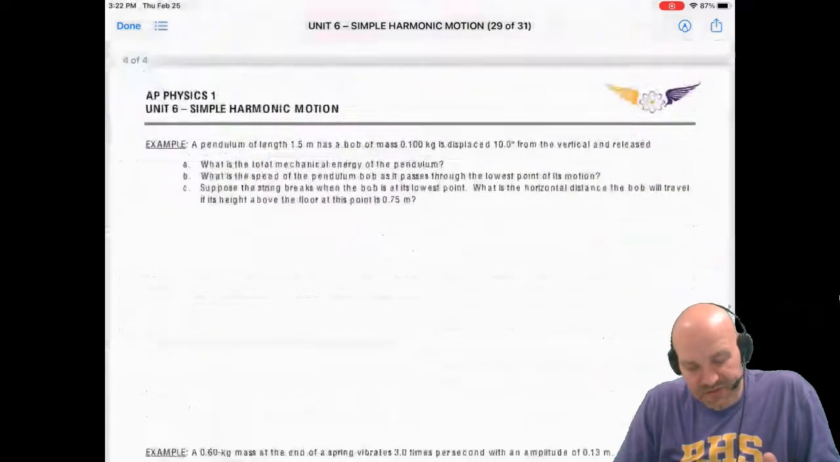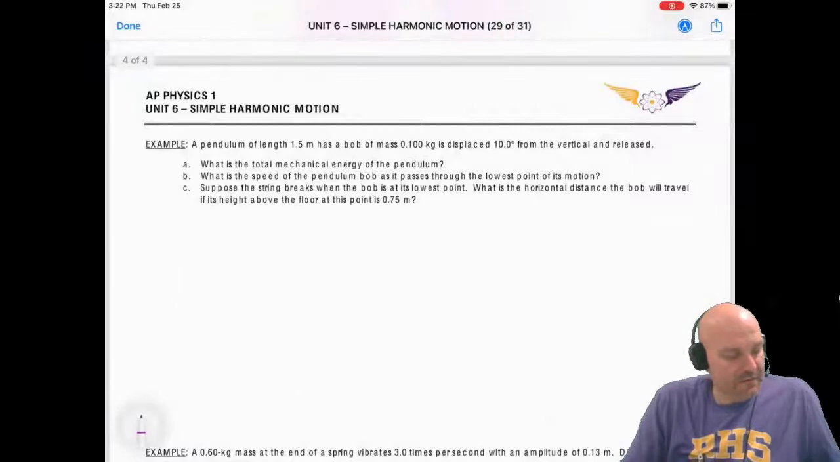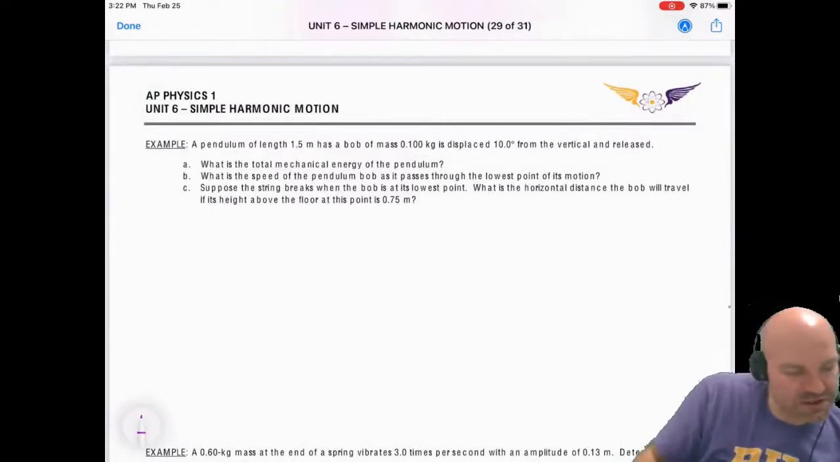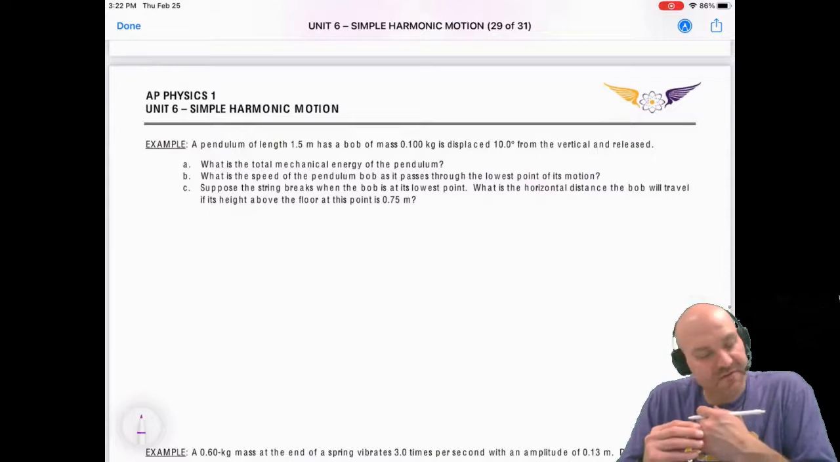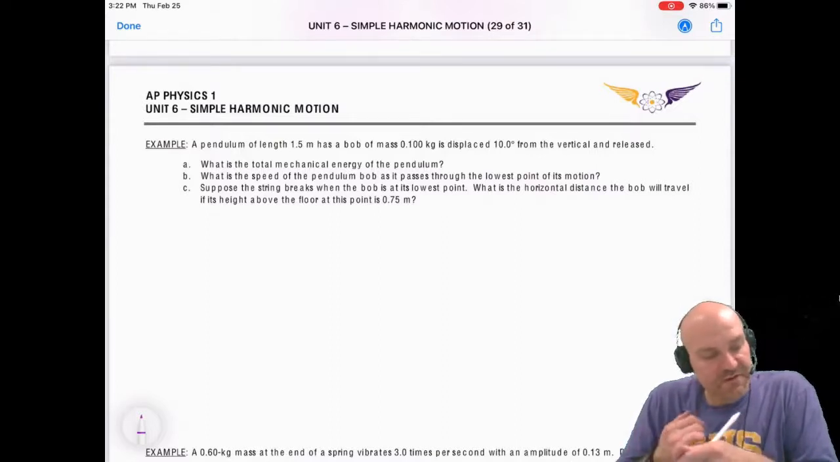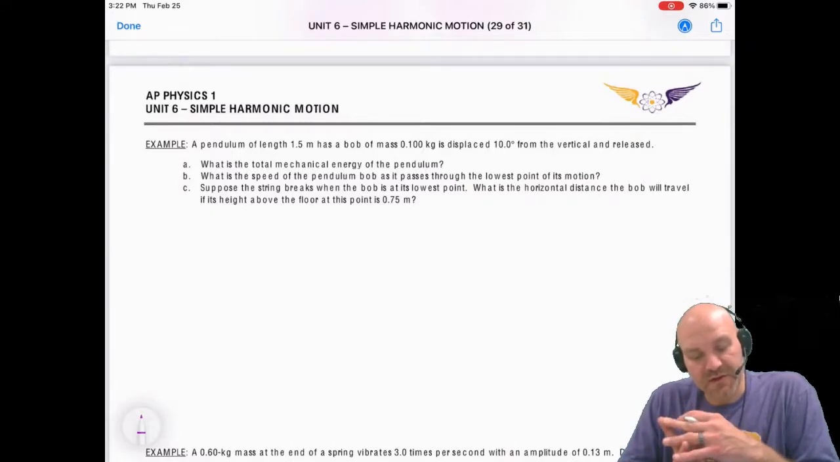So let's look at some example problems for simple harmonic motion and energy. This is a pendulum of length 1.5 meters. A bob of mass 0.100 kilograms is displaced 10 degrees from the horizontal and released. A, what is the total mechanical energy of the pendulum? B, what is the speed of the pendulum as it passes through the lowest point of its motion?